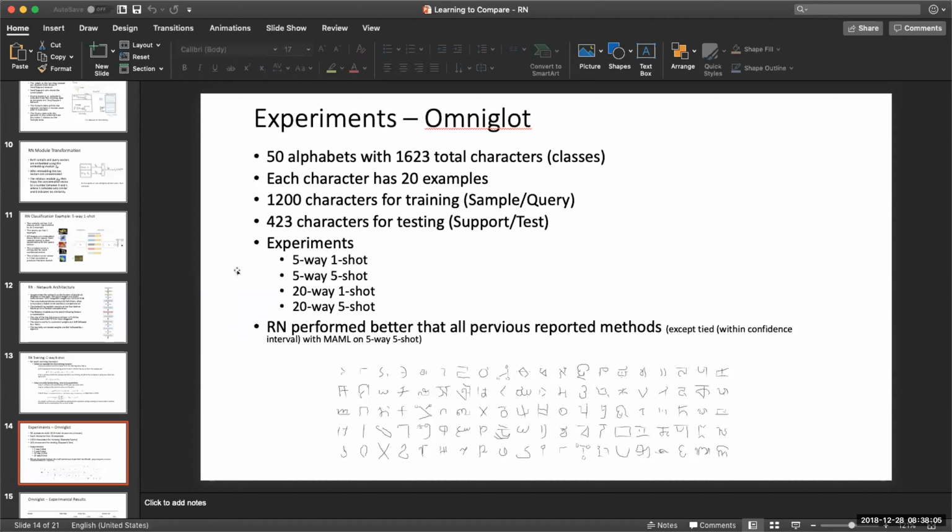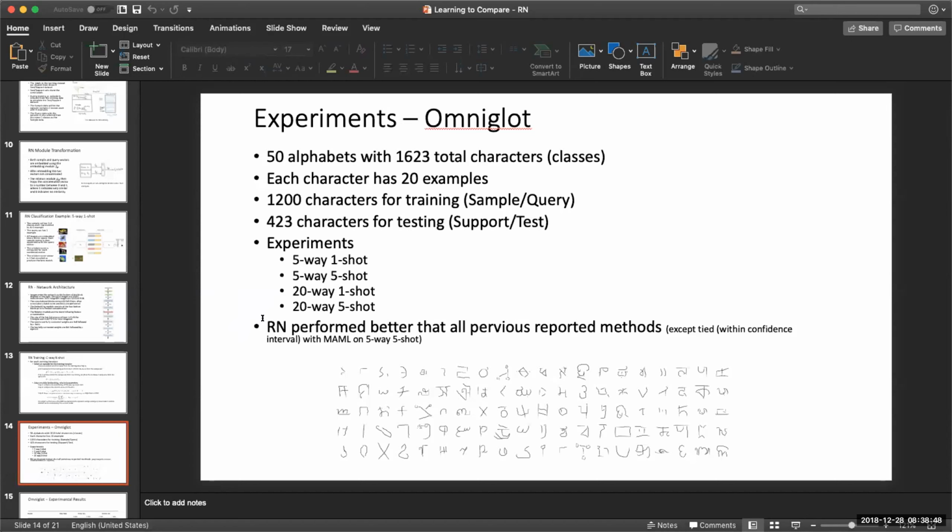And there are 4 experiments that are documented. The 5-way one-shot. So 5 classes, but only 1 example. And the 5-way 5-shot. So we have 5 examples. And the 20-way, we have 20 characters that we try to choose from. And there are 1-shot and 5-shot versions of those. So 4 different experiments.